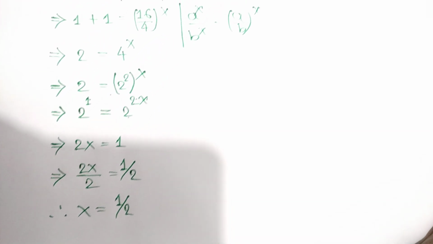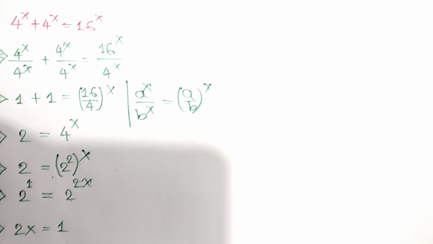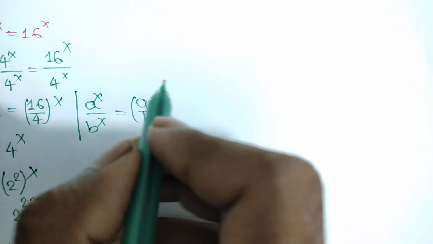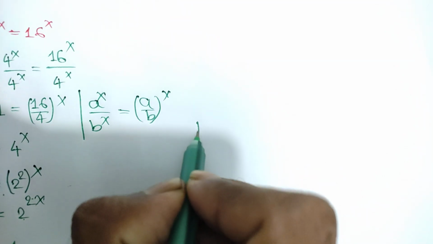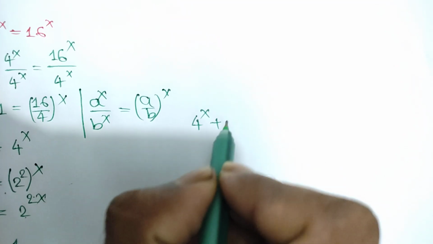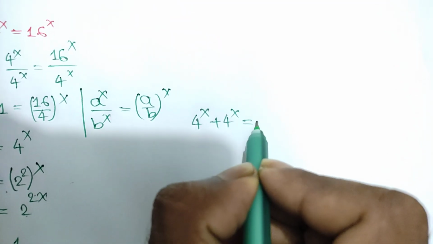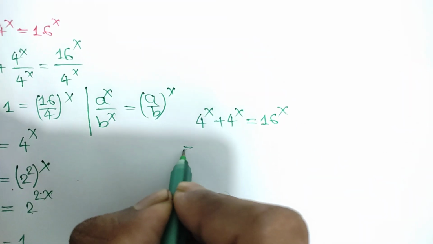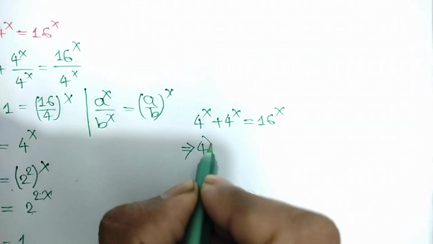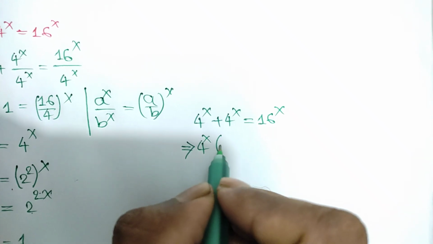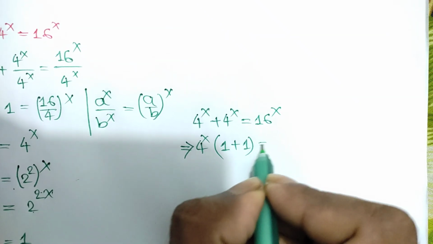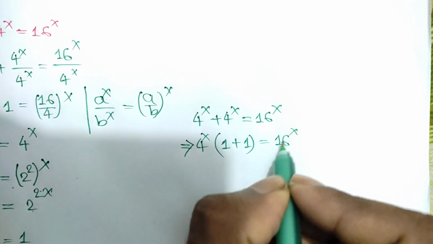Now, another way. Our equation is 4 to the power x plus 4 to the power x is equal to 16 to the power x. Taking common 4 to the power x, we will get 4 to the power x out of the bracket, 1 plus 1 is equal to 16 to the power x.